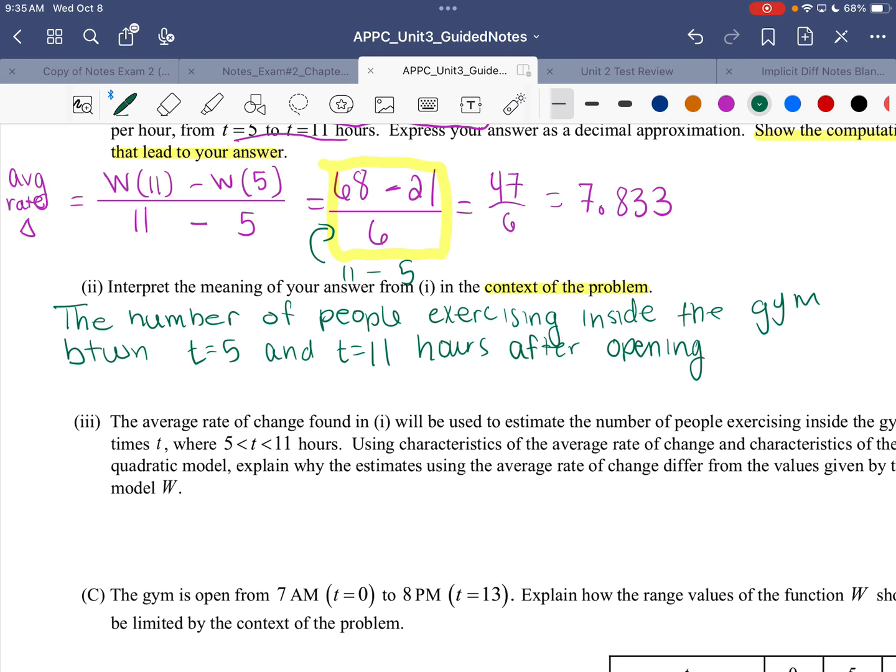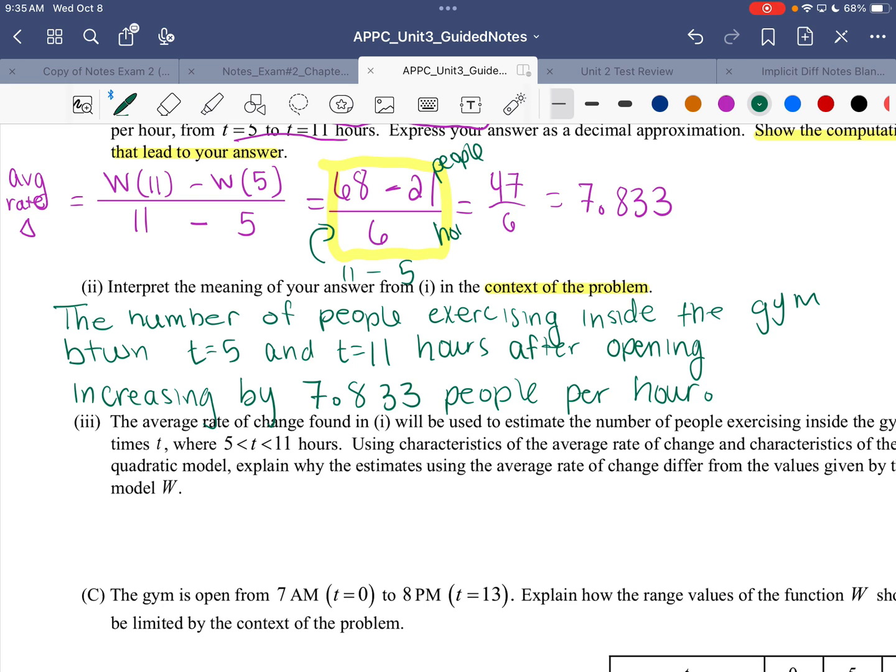Is our slope increasing or decreasing? Is it positive or negative? Positive. Is increasing by 7.833 people per hour. The numerator was people. The denominator was hours. So your unit of measure becomes people per hour.